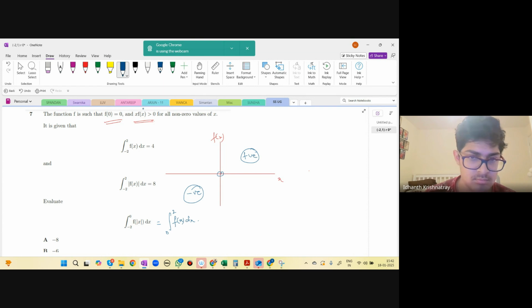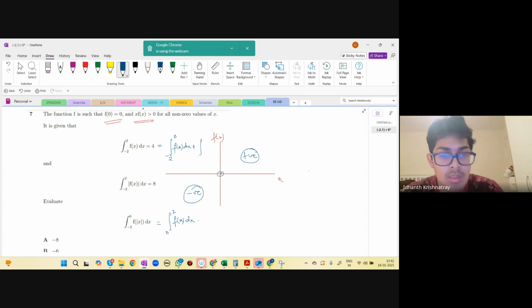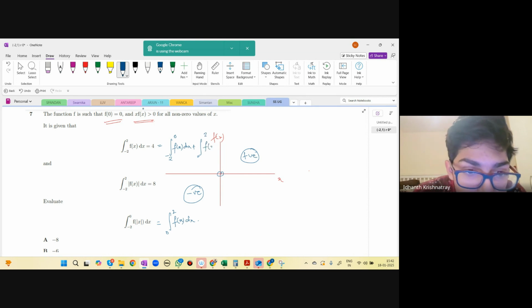Now, the first integral tells me that the integral of minus 2 to plus 2 f(x) dx is 4. So I can break this out into the integral of minus 2 to 0 f(x) dx plus 0 to 2 f(x) dx.